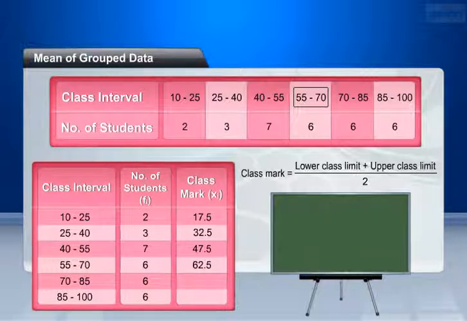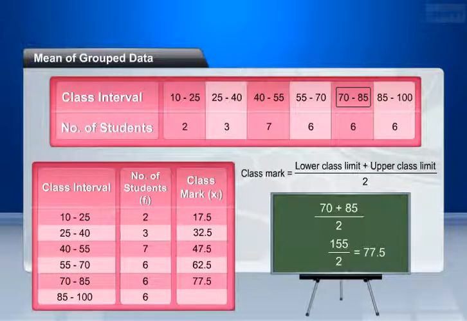Consider next class interval from the table, that is 70 to 85. Here, lower class limit is 70 and upper class limit is 85. For the class interval 70 to 85, the class mark equals 70 plus 85 divided by 2. This is equal to 155 by 2. This is equal to 77.5.